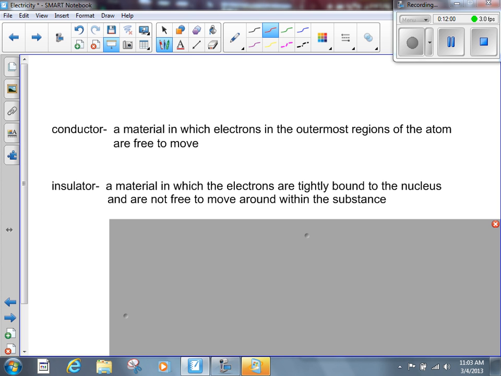Electricity is moving electrons. If you want electrons to move from one place to the other, to be conducted from one place to the other, you need a material that has electrons that aren't tightly bound to the nucleus. A material in which electrons are free to move about versus a material in which the electrons are tightly bound to the nucleus and aren't so free to move about.